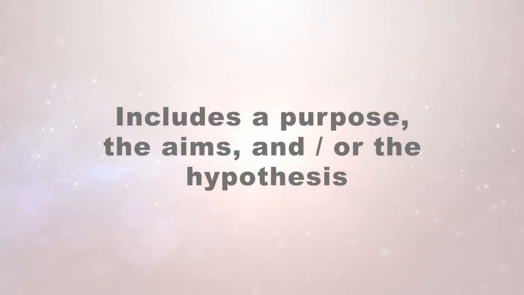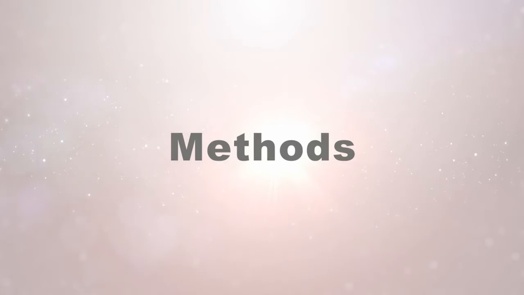Next in the paper, after the review of the literature, there should be the purpose, the aims, and/or the hypothesis for the study, and they should clearly flow from that literature search. They can be stated as hypotheses with a relationship, a direction, or as a null hypothesis. They could be stated simply as review questions or as research aims or research questions. Next is the methods section.